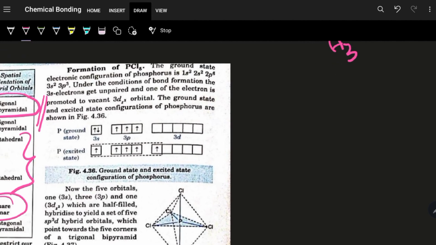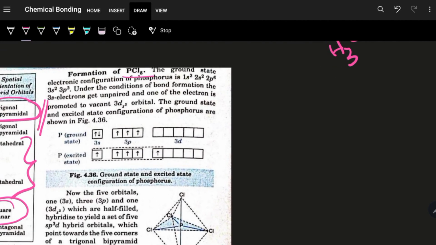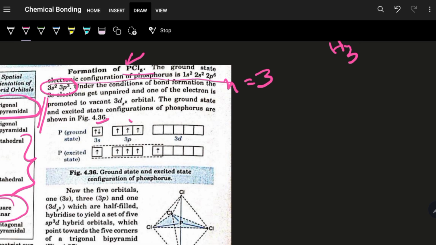And regarding the TBP structure, if you have to derive the PCl5 structure, talk about the central atom phosphorus. You know phosphorus has the electronic configuration 1s2, 2s2, 2p6, 3s2, 3p3. So here the valence shell is n equal to 3, with 3s2 and 3p3. Now I need 5 unpaired electrons because 5 chlorine atoms are there. So here 1 electron from 3s is promoted to 3d, and you get one s, three p and one d.